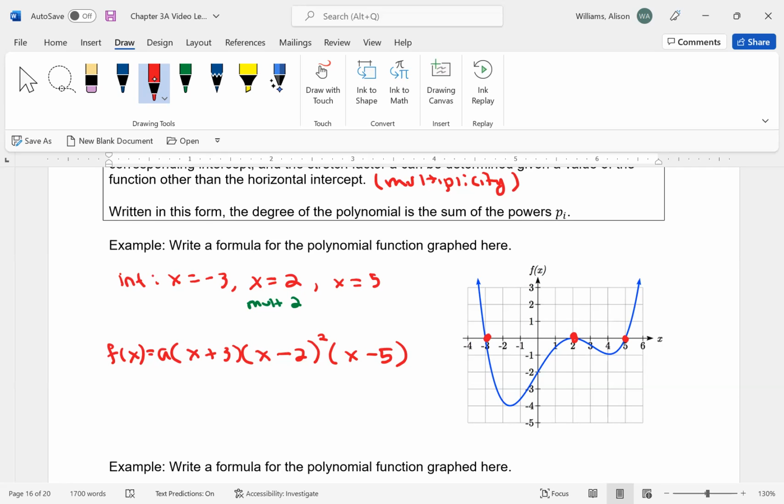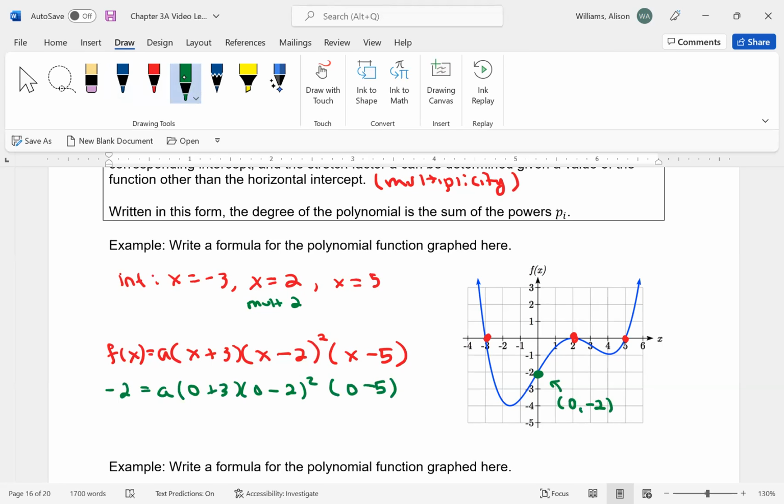Okay, so to find a, I basically pick another point in this graph that's easy to see and identify. And I like to use the y-intercept. So I'm going to pick the point (0, -2). I'm going to plug (0, -2) into here for x and f of x. So f of x is going to be -2. That's the y value. And then x is going to be 0. A is what I'm trying to find, so I'm leaving it alone, and I'm going to solve for a.